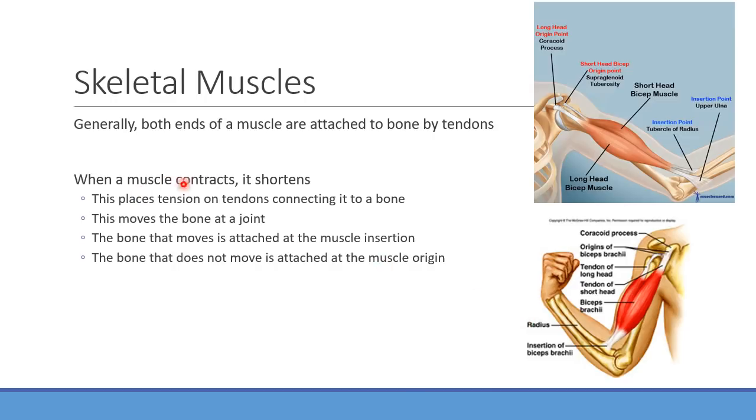Basically, when the muscle is activated, it's going to cause contraction, and that causes it to shorten, as you might imagine. And so by placing tension on those tendons, you're going to be able to pull that bone up and then cause actual movement to occur here, right?